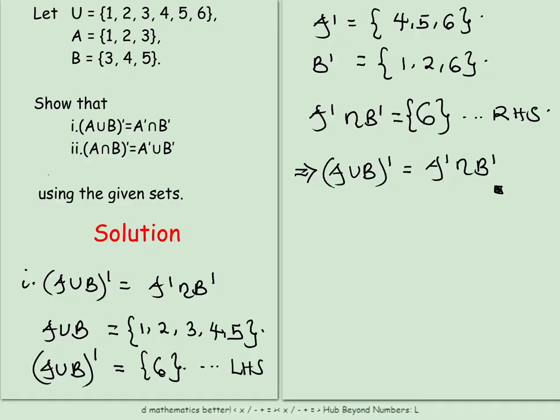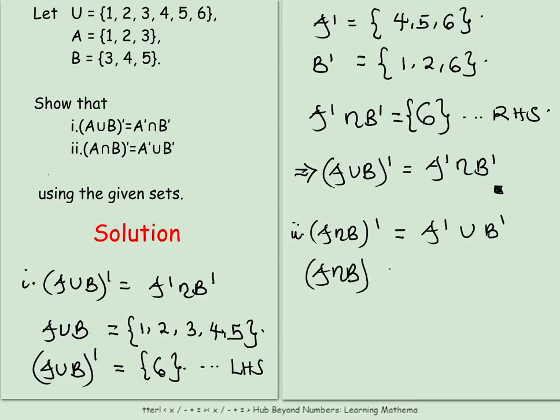Now let's look at the second one as well. For the second one, we actually want A intersection B prime. We want to test if it is equal to A prime union B prime. So first of all, we look for our A intersection B. Our A intersection B has to do with what is in A and also in B. You realize that it is just our 3.